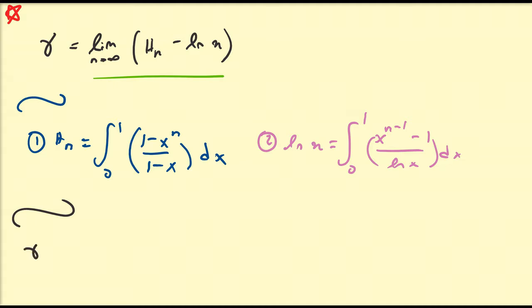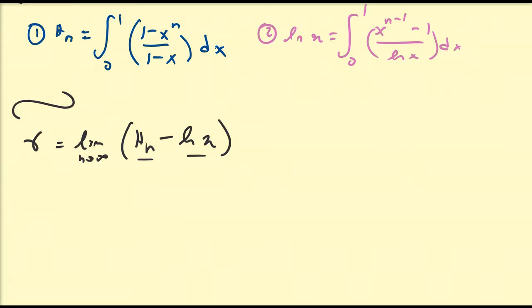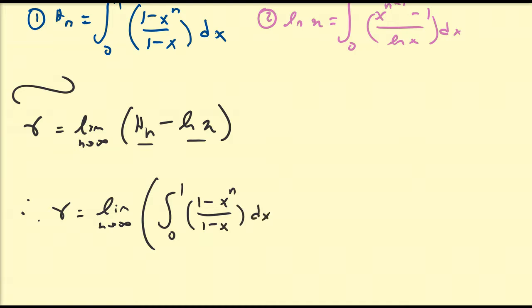So combining these two things, we have what? Gamma, which we know is the limit as n approaches infinity of the nth harmonic number minus the natural log of n, can be rewritten by replacing the nth harmonic number and the natural log of n with these two integral from 0 to 1 representations. So we can say that gamma is the same thing as writing the limit as n goes to infinity of the integral from 0 to 1 of (1 minus x to the n) all over (1 minus x) dx minus the integral from 0 to 1 of (x to the n minus 1) all over the natural log of x dx.